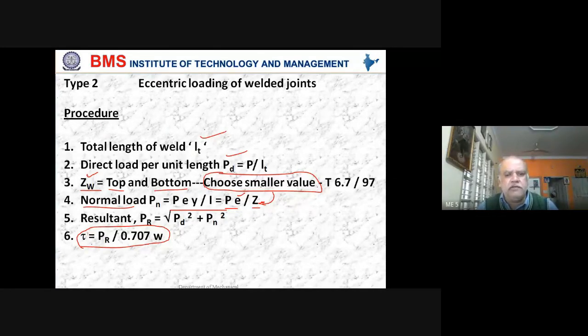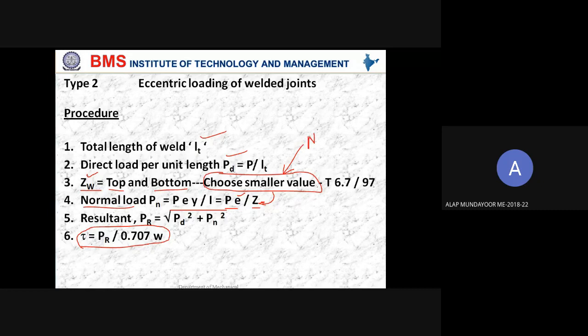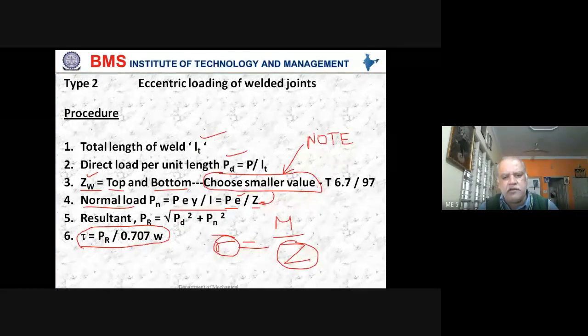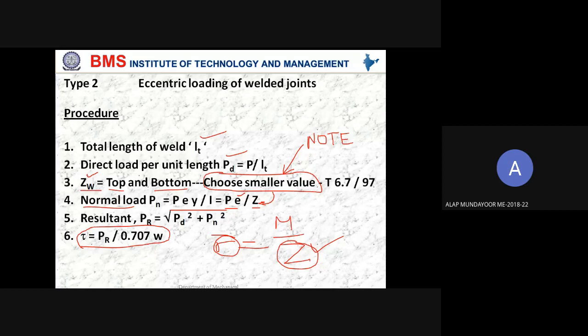And this is very, very important: choosing the smaller value of Z_W. So why are we choosing the smaller value? For a safer design, that's all. Say, for example, sigma, which is normally subjected to bending, is given by M by Z, correct? So if I assume a smaller value of Z, my stress will be larger. So I tend to choose a safer section modulus. So it becomes a larger stress.